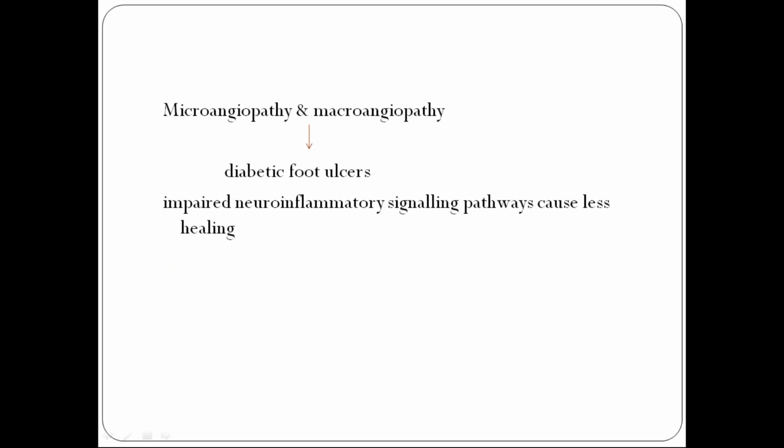And also, there will be an effect on blood vessels. There will be microangiopathy and macroangiopathy. This will lead to the occurrence of diabetic foot ulcers, and also impaired neuroinflammatory signaling pathways. They cause decreased healing. The healing will become very less. That is why these ulcers become quite chronic.